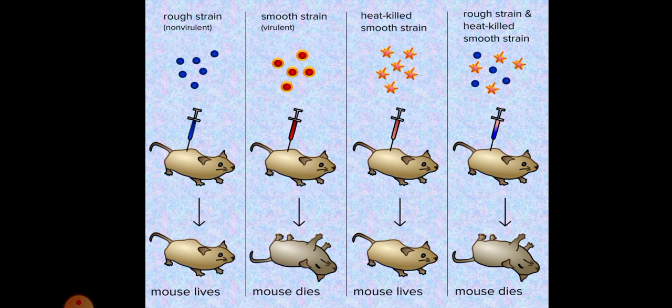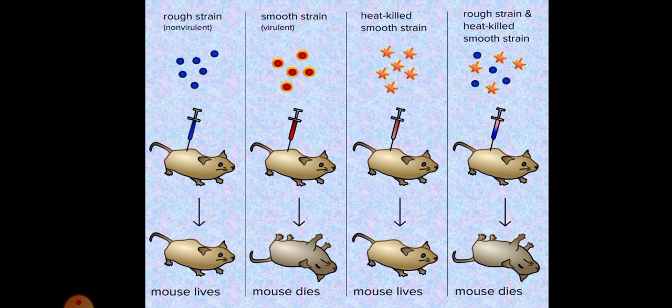After that, the smooth strain, the 3S virulent pathogenic strain, was given heat. The heat-killed smooth strain was injected into healthy mice, and the mice lived. Then he combined the heat-killed smooth strain and the rough strain, which was non-virulent, and injected this combination into healthy mice, and the mice died.